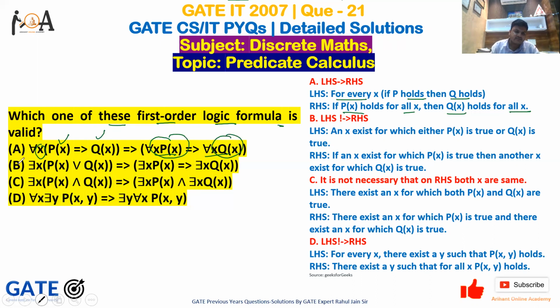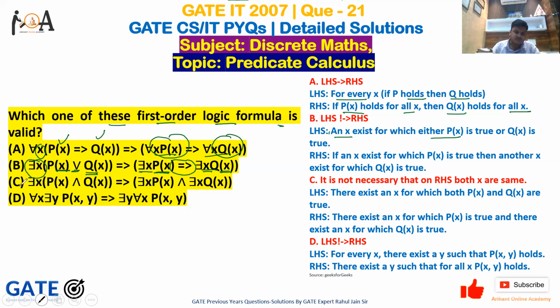And similarly, if we see option B, then you can simply say that there exists an x for which either P(x) is true or Q(x) is true. In the RHS, there exists x such that P(x) is true, and another x exists for which Q(x) is true, right? So LHS doesn't equal RHS here.